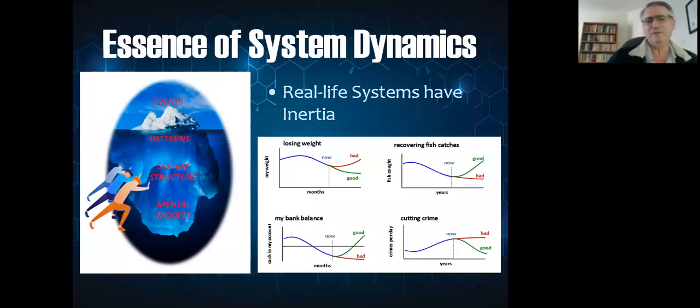This is another presentation of inertia in System Dynamics modeling. It shows various models which have a pattern of behavior over time, where the past is represented in blue up until the point now, and then the future is represented in green for good and red for bad. And therefore, we want to move the system in the right direction. We want to move it towards a good situation in the future and avoid a bad situation in the future. However, that doesn't change immediately. It does change slowly over time.